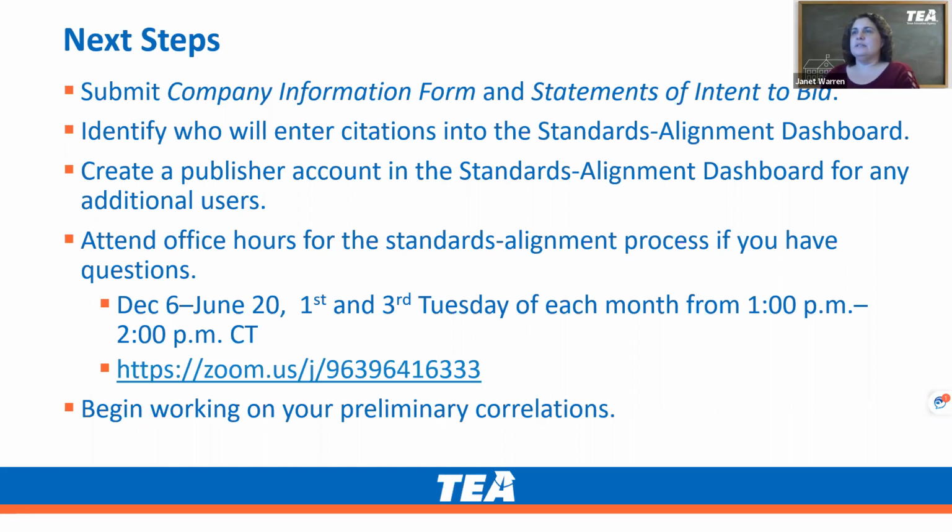Then you will need to identify who will enter the citations into your standards alignment dashboard, because when we are giving access right now, it's been the main contact on your company information form. And if the person submitting the statements of intent to bid has an address listed on the company information form, then we have provided that person access as well. But you can provide as many user accesses as you need within your company for people to go in and work on correlations.